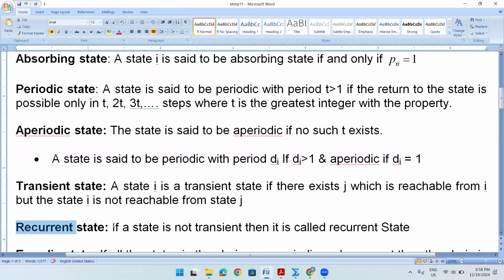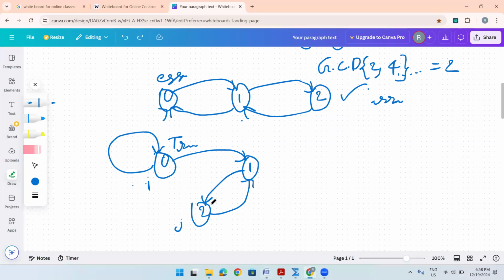Recurrent state. If a state is not transient, then it is called a recurrent state. So 1 and 2 are called recurrent states. These two are recurrent. Why? Because there are no states J which are reachable from I from which we cannot return back.